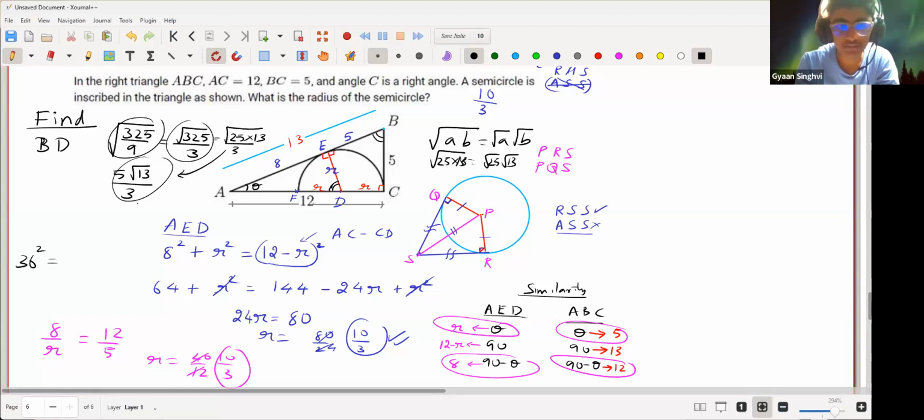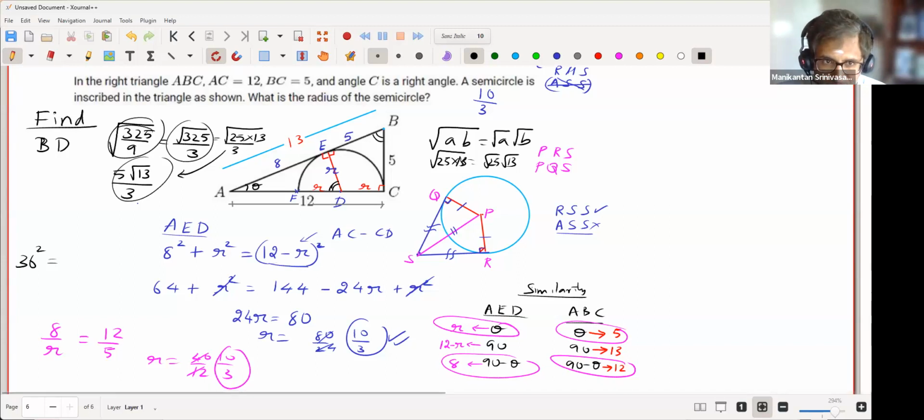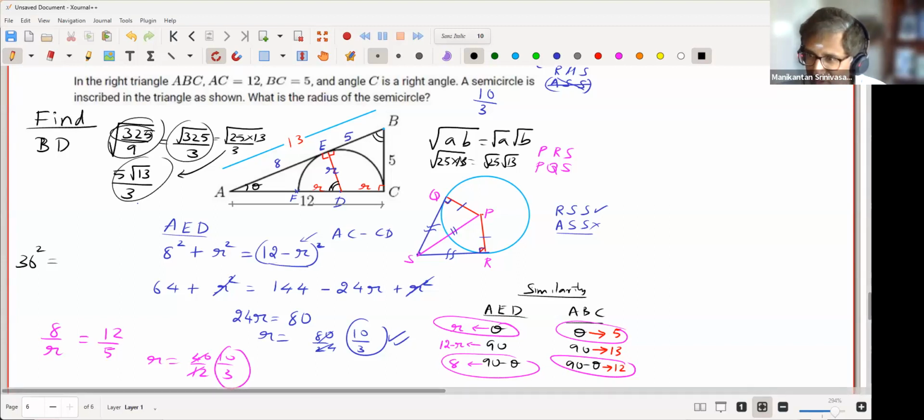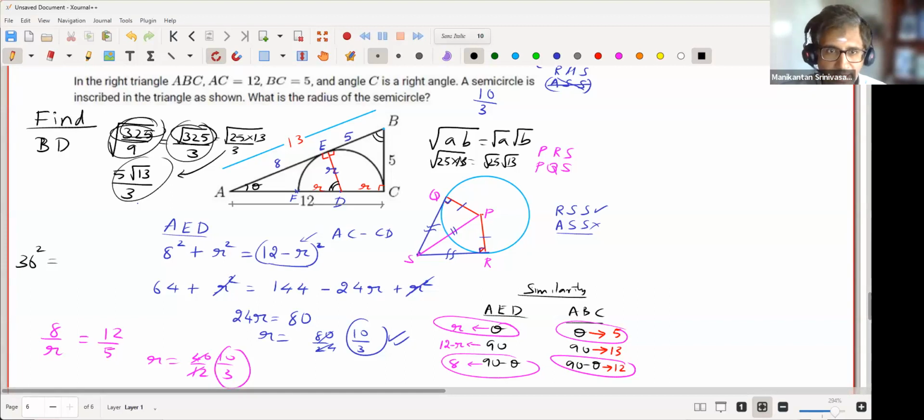So it'll be 6 point something, because 18 squared is 324. Excellent. That was the answer I was expecting. 324 is so close to a perfect square. 324 is 18 squared. Very well done, Gyan. Therefore the square root of 325 is approximately 18, slightly more than 18. And therefore 18 by 3, which is 6. That's an easier way.